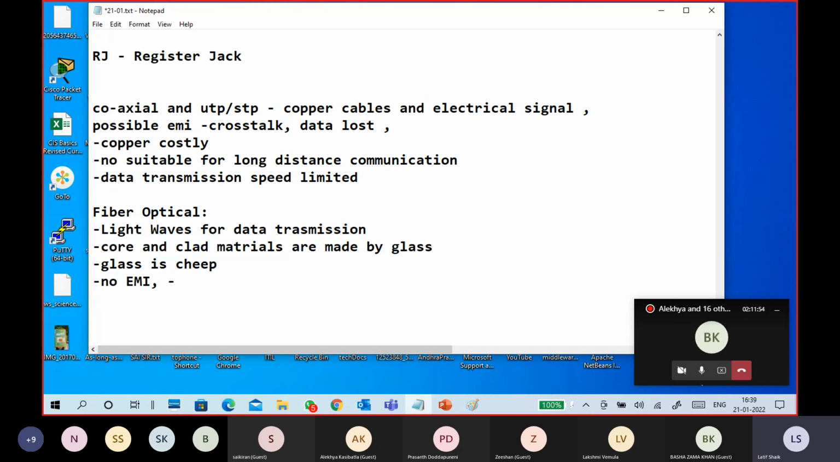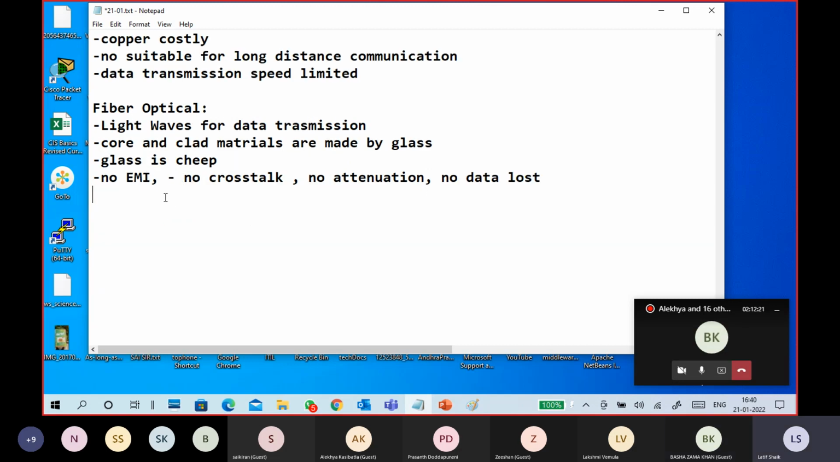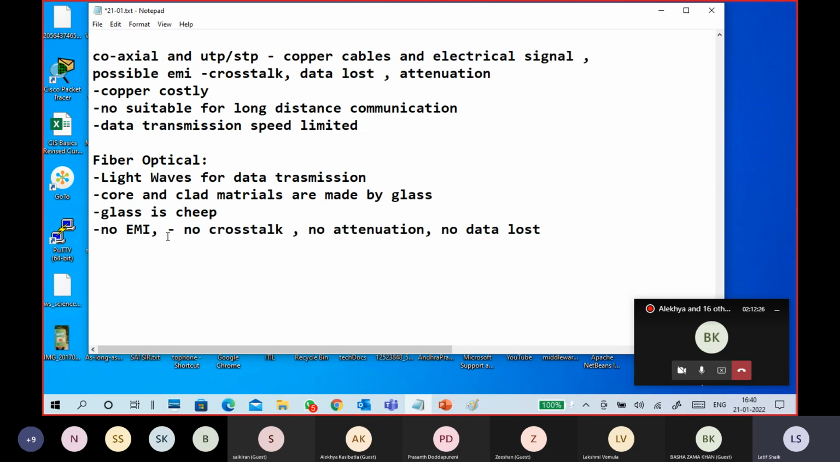So obviously no crosstalk, no attenuation, and data loss is very little. No attenuation, no electromagnetic interference, no crosstalk, no data loss. Okay.